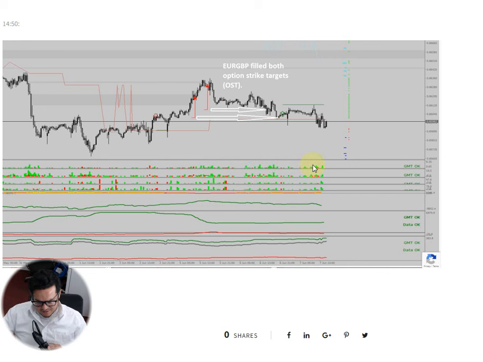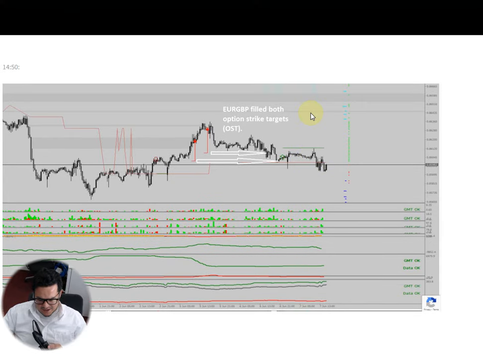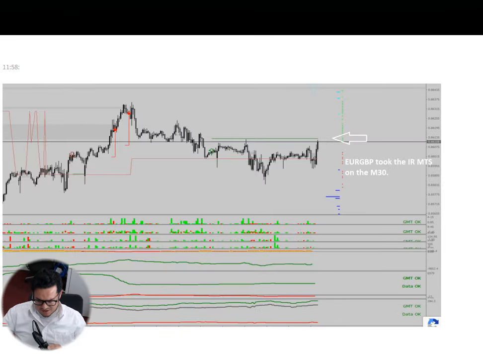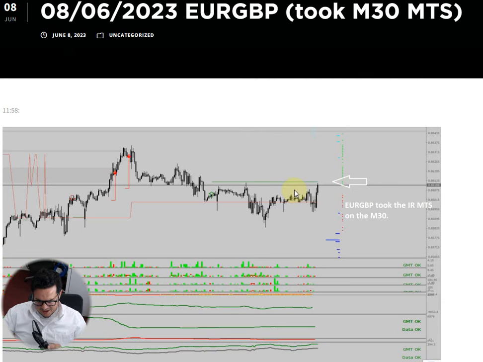Oh, beautiful. We then had a medium term stop. They just with a pin took the medium term stop. Again, please look at this precision. You can't make this up. And then on the 8th, they took this upper target nicely.